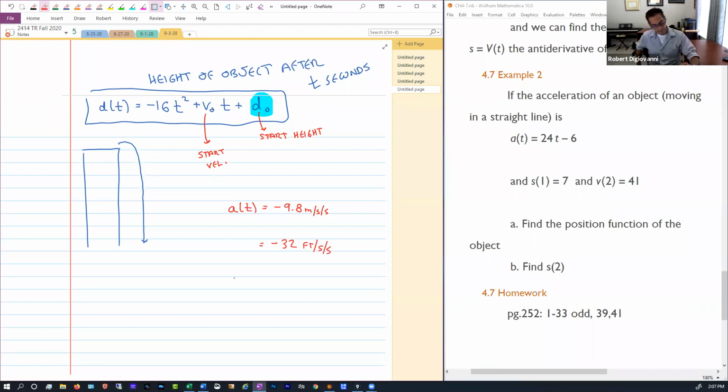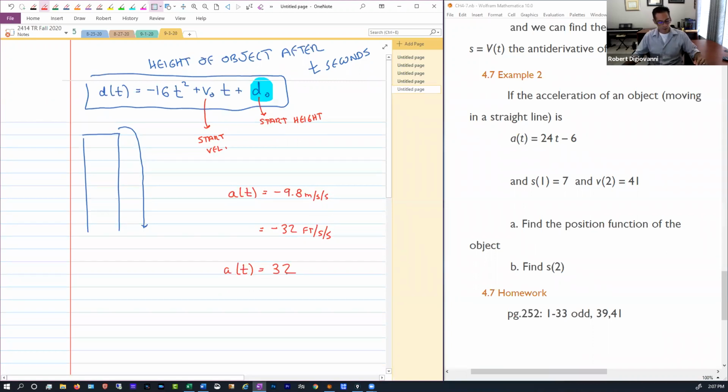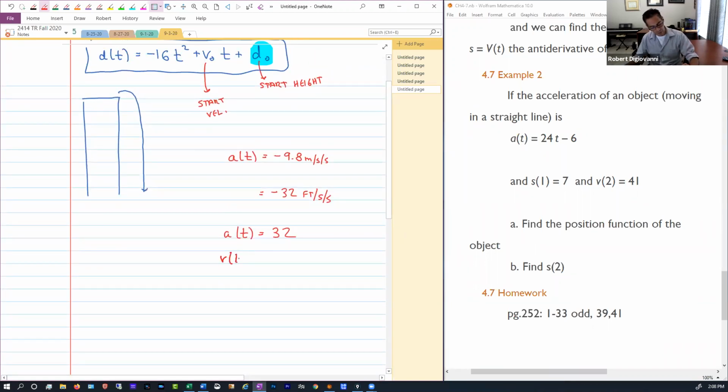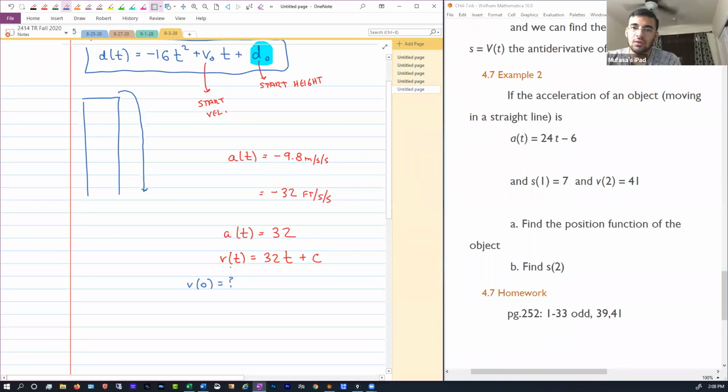So let's start with that. Let's say we know that the acceleration of an object is 32. Can somebody tell me what the velocity function would be then? 32t plus c. Now, out of curiosity, what would the velocity of our object be at 0? It would just be c, right? So v of 0 would be c. So let's not call it c, let's call it v sub 0, because that means it's our initial velocity, right?